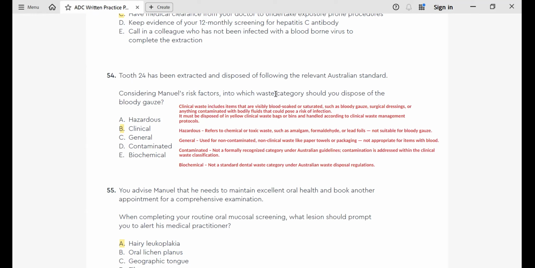That's the reason why ADC has included clinical, for those who have exposure to clinical dentistry in Australia and for those who are working. And in my clinic as well, we have yellow boxes where we dispose of our gauze, bloody gauze, cotton, whatever has gone inside the patient's mouth, right? All right.